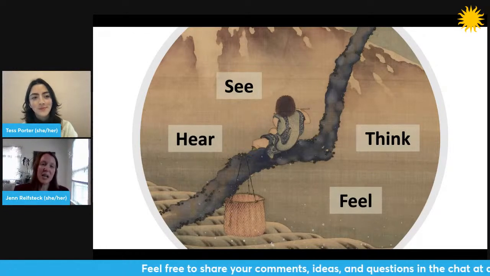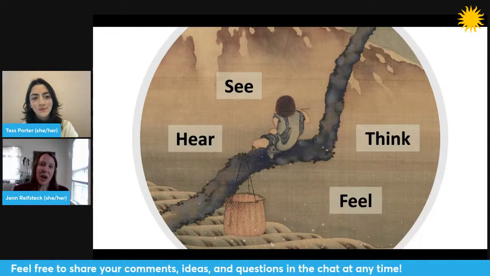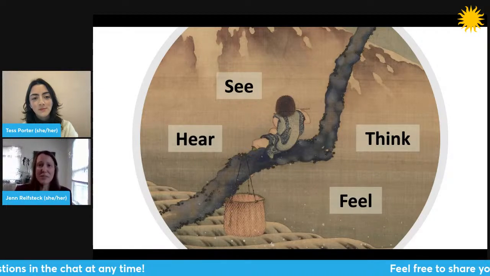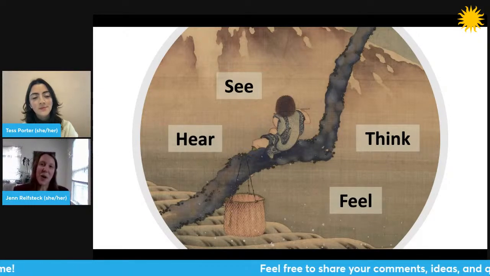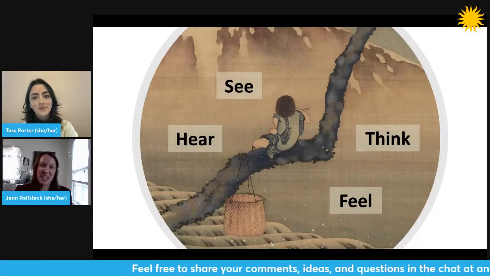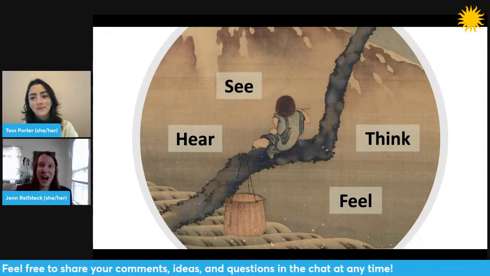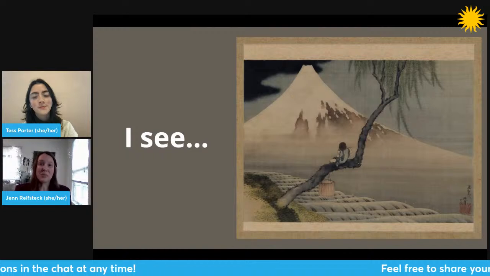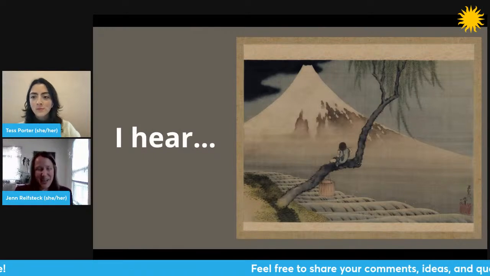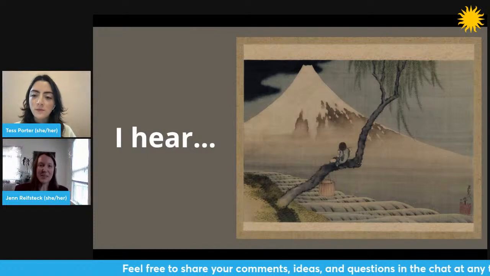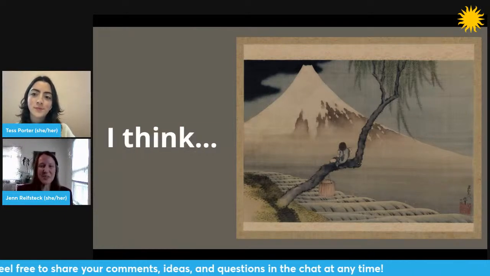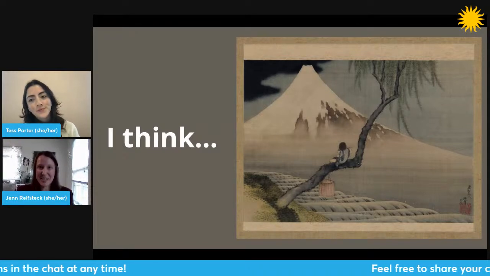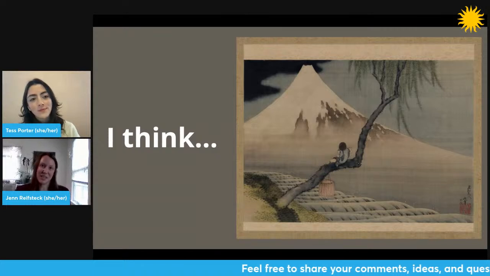So with this routine, we are imagining that you're the child. It says boy, but it can be whatever gender here. That you are the figure pictured on the tree here. And through their eyes, you write down what you see. And then through their ears, what they hear. And then you break down the senses here to explore what might the person be thinking as they look out into the scene as they play the flute?